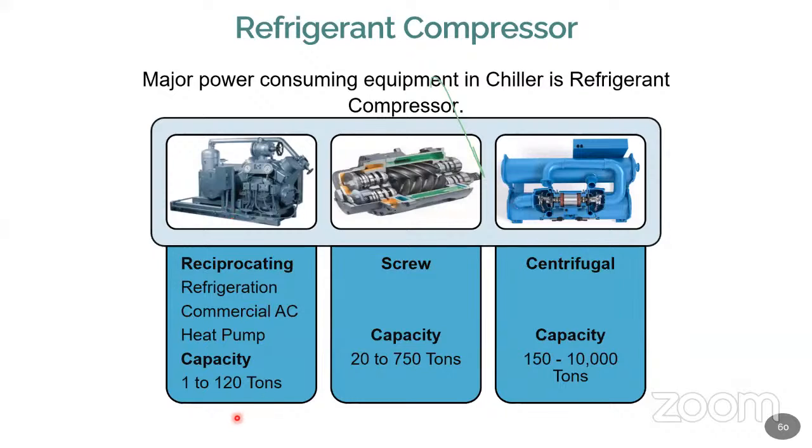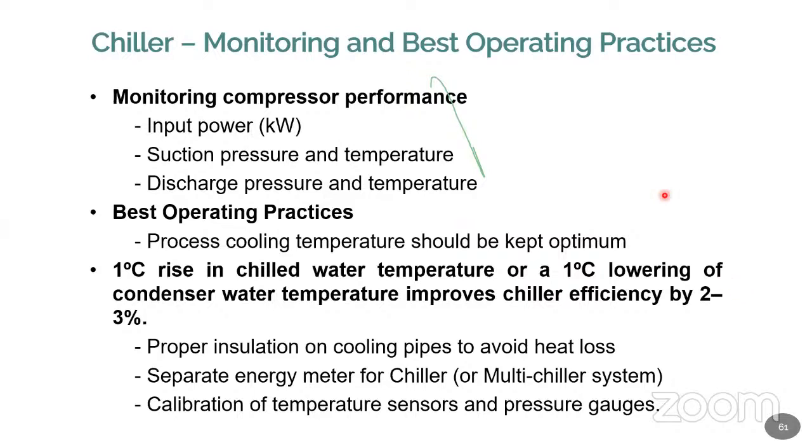Normally, reciprocating compressors have a capacity of up to 120 tonnage. We are using this one. Where the screw compressors, we are using the 20 to 750. Mostly it is used for medium type applications. For high tonnage applications, we are using centrifugal type compressors, which can be applicable for 150 to 10,000 tonnage capacity.